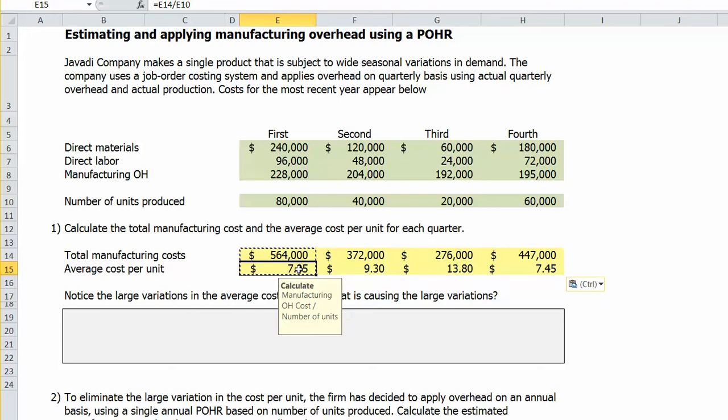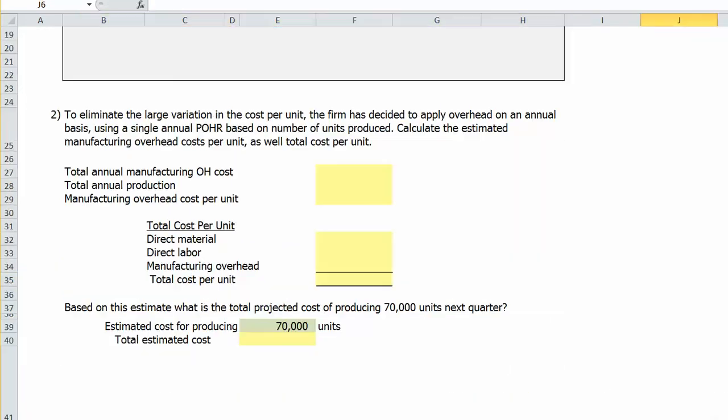Look at the variation and think about how it changes in response to the number of units produced, and answer the following question. In part 2, we're told that to eliminate the large variations in the cost per unit, the firm has decided to apply overhead on an annual basis using a single predetermined overhead rate based on the number of units produced. We're asked to calculate the estimated manufacturing overhead cost per unit as well as the total cost per unit.